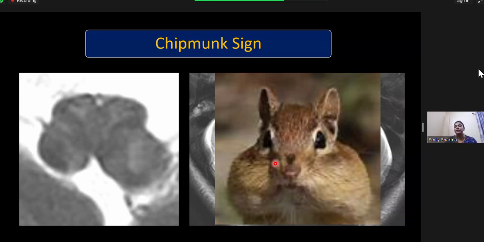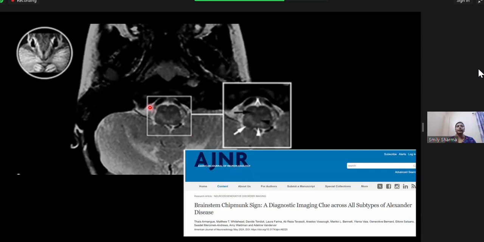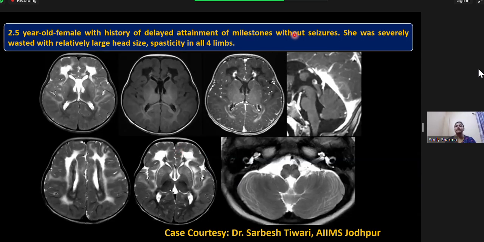They have suggested in their paper that in atypical cases, when we are not sure whether it is Alexander's disease or not, if we see this sign, then it can be quite specific and we can at least suggest that it is Alexander's disease, to further confirm the diagnosis. So this is the article where they have compared the chipmunk's face with the appearance on the medulla. Then this is another case, one of the cases from my fellowship period. And we see all the typical features described by Van der Knaap.